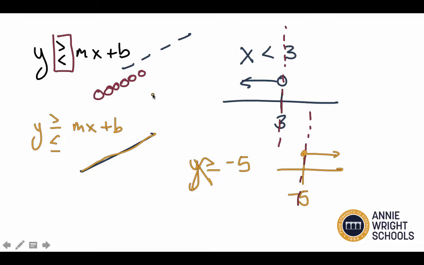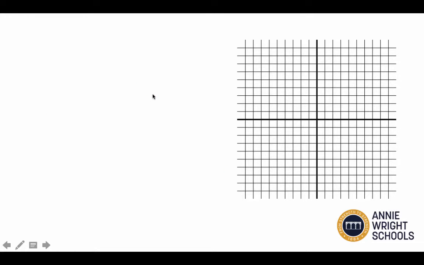So let's try another example. If I said graph 3x minus 2y is less than 6, there are a couple of ways you can graph this. You can solve this for y, so subtract 3x from both sides.